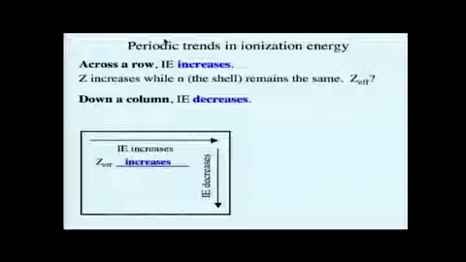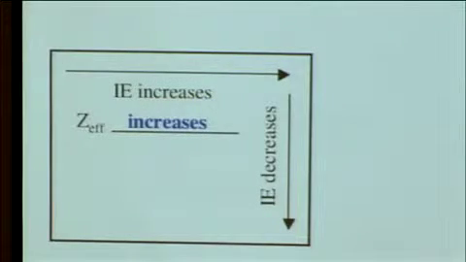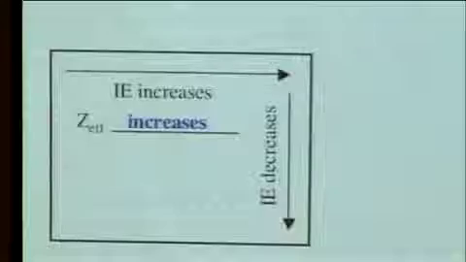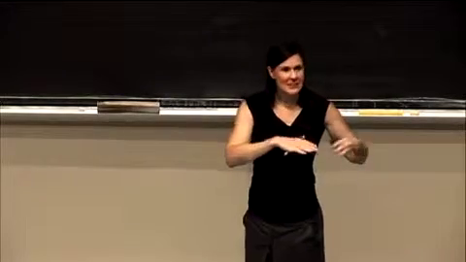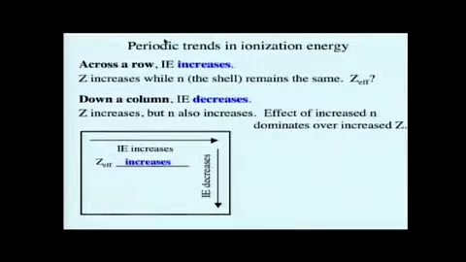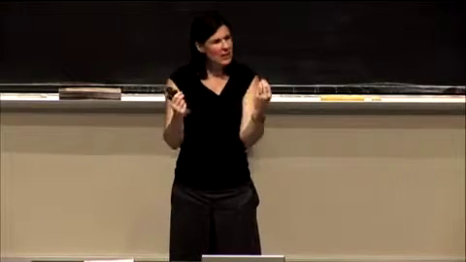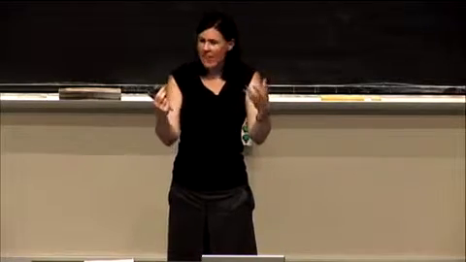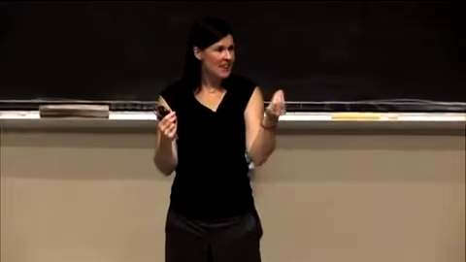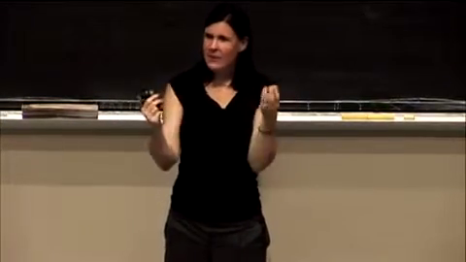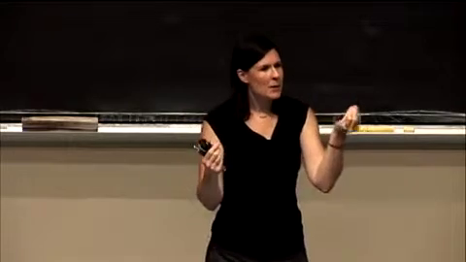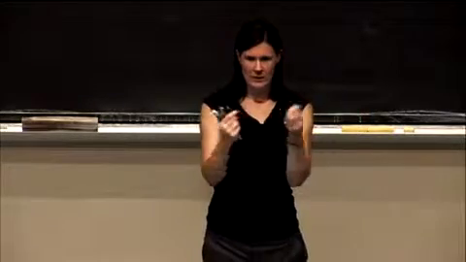As we go down a column, the ionization energy decreases. We can also think about this in terms of Z effective. This is because even though Z, the atomic number, is still increasing, we are also getting further away from the nucleus. So remember, when we talk about Coulomb force, what's holding the nucleus and the electron together, there are two things we need to think about. The first is the Z effective, or how much charge is on the nucleus that holds it close together.